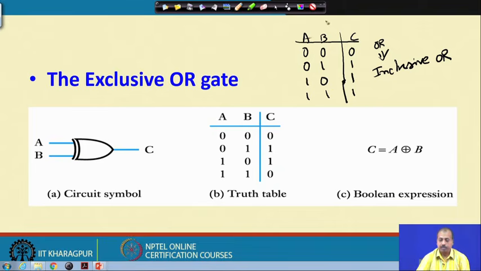We will see the exclusive OR gate in detail later. It has many fundamental usages in digital circuit design. Here we have two inputs A, B, and C is the output. This is the symbol for XOR: the plus is the symbol for OR, and if you put a circle around it, it becomes an XOR operation. If both the inputs are equal to 1, then the output will be 0. The output is 1 only when exactly one of the inputs is equal to 1.